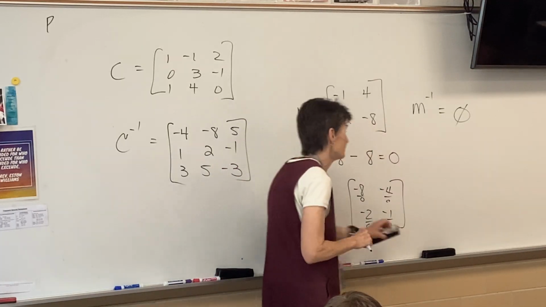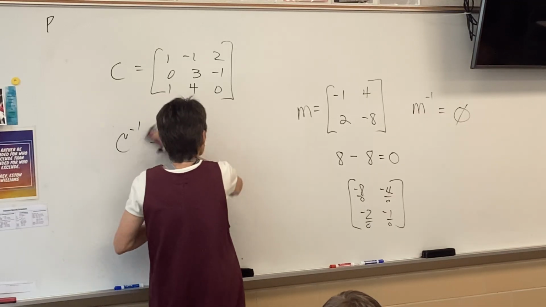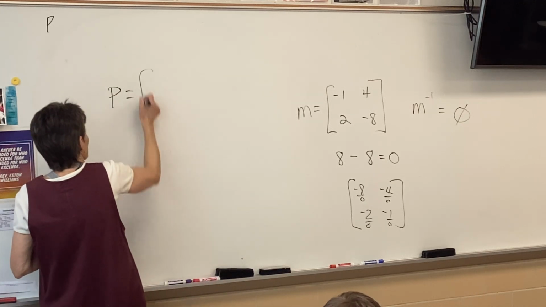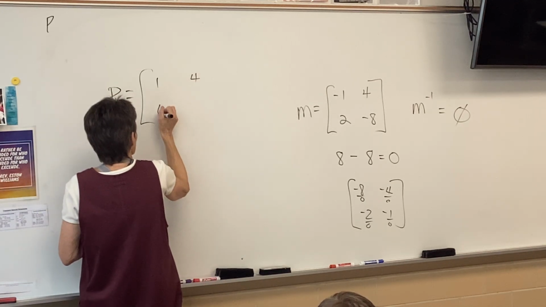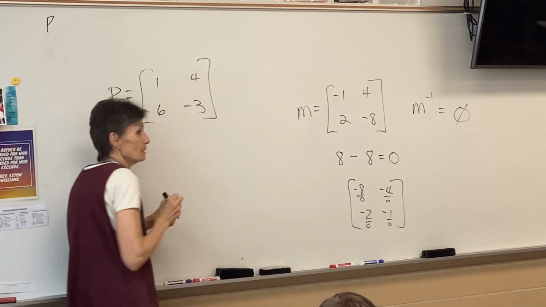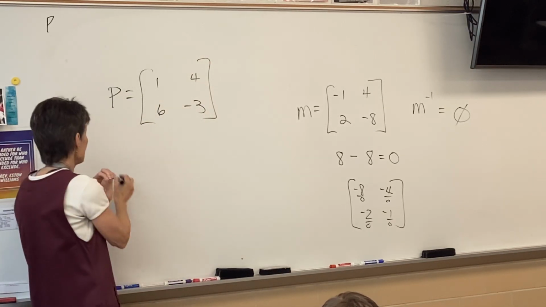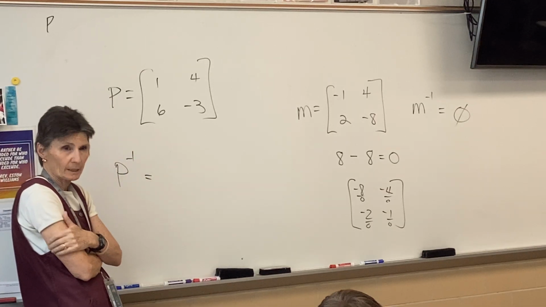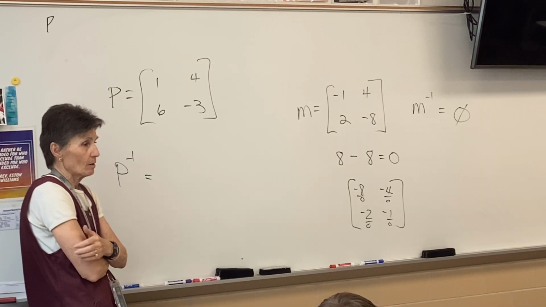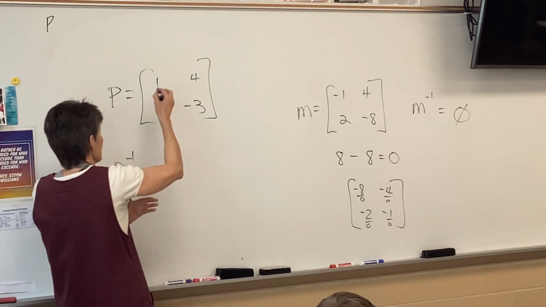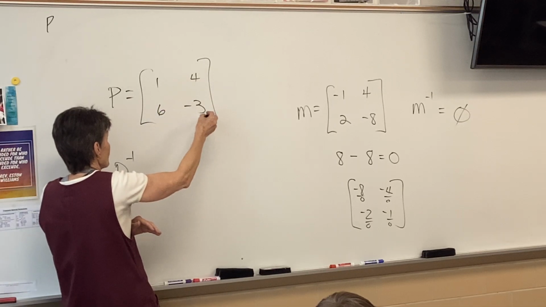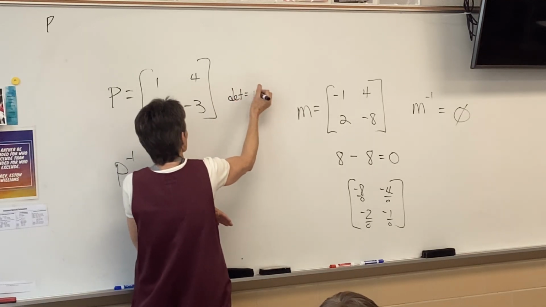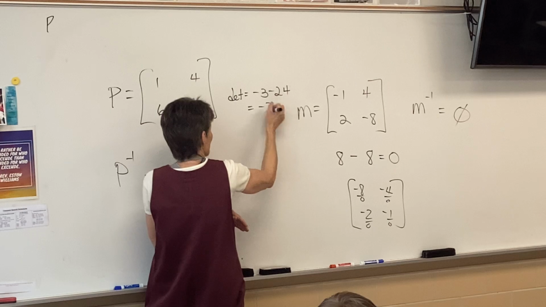Let me make up another one, just so we can practice it again. Let me make up a new matrix, we'll call it P. So let's say P is 1, 4, 6, -3. And we're going to find the inverse. We're going to do it by hand, and then we'll check it on our calculator. All right? So here we go. Step 1. Find your determinant. So our determinant will be what? Can you tell me? What is the determinant? -3 minus 24. So -27?